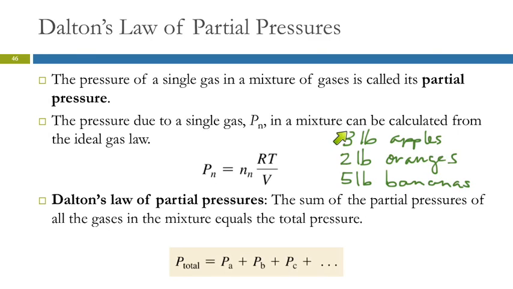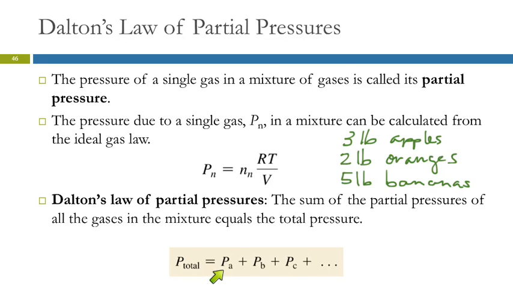Does the weight of the apples depend on how many oranges or bananas are in the box? No. It depends on how many apples are in the box. The amount, the number of apples, affects the mass of the apples, and the number of oranges affects the mass of the oranges. What's the mass of the whole box of fruit? You just add them together. 3 plus 2 plus 5, 10 pounds.